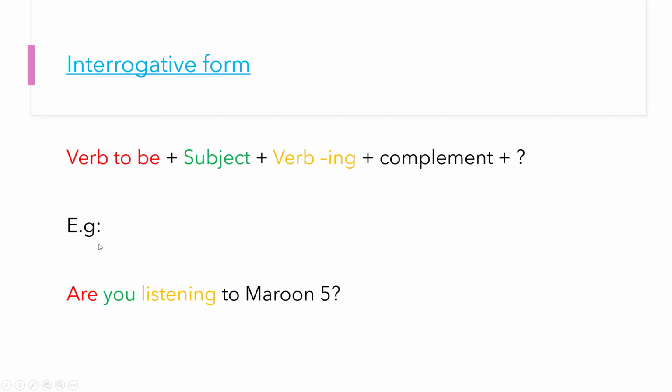Are, verb to be first, remember? You, the subject. Listening, verb with the ing form, to Maroon 5. This is the question. Are you listening to Maroon 5? In Spanish, ¿estás tú escuchando a Maroon 5? Okay, very good. Let's continue.